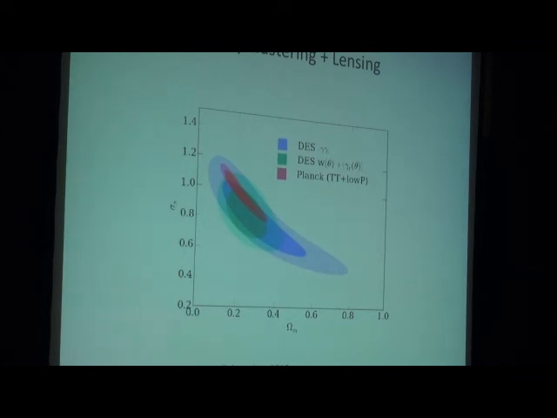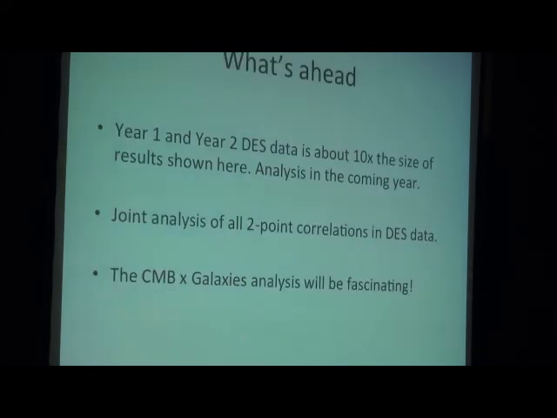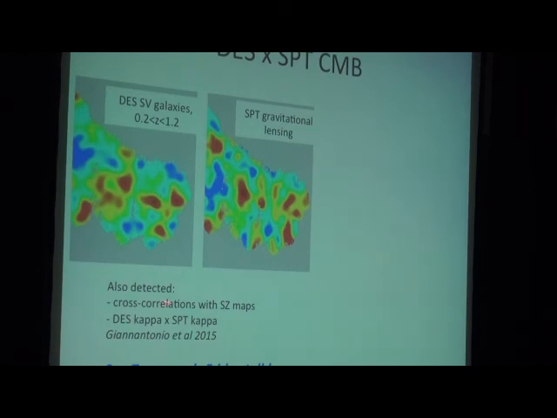But this is mainly just to show you the sorts of things one can do. This is an advertisement for Tommaso Gianantonio's talk on Friday, where he'll show you a number of interesting things we can do by combining DES galaxies with CMB measurements of the same part of the sky from SPT.